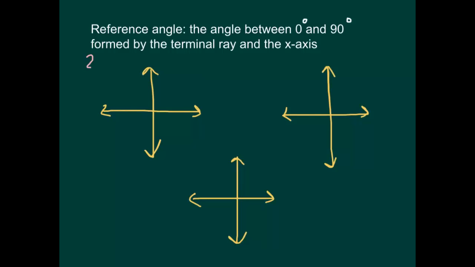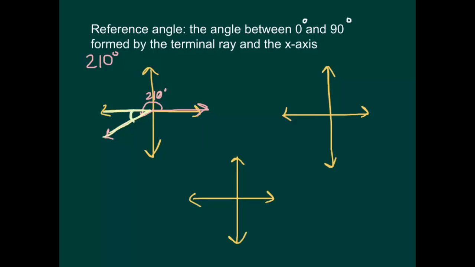How about 210 degrees? We sketched that earlier. I know that in standard position, our initial ray is always on the positive x-axis. Our terminal ray lands in quadrant 3. So here's 210 degrees. Our reference angle is between the terminal ray and the x-axis. So our reference angle is actually this smaller angle right here.